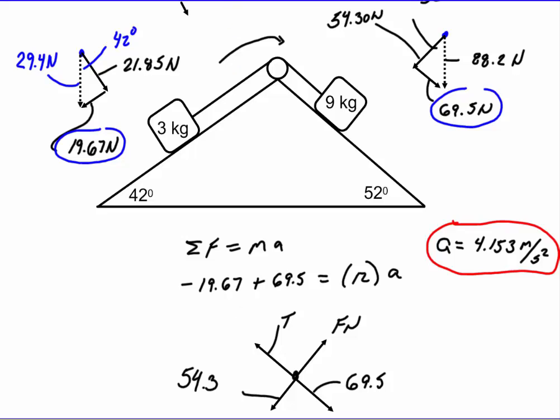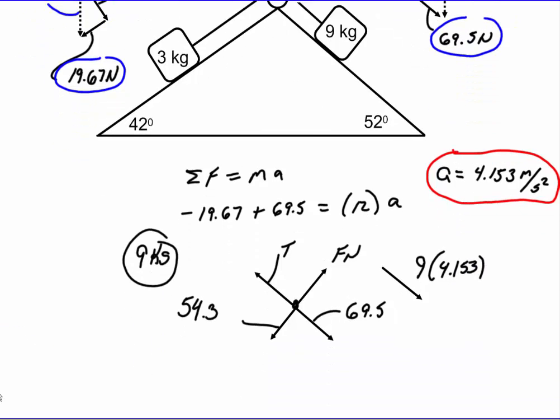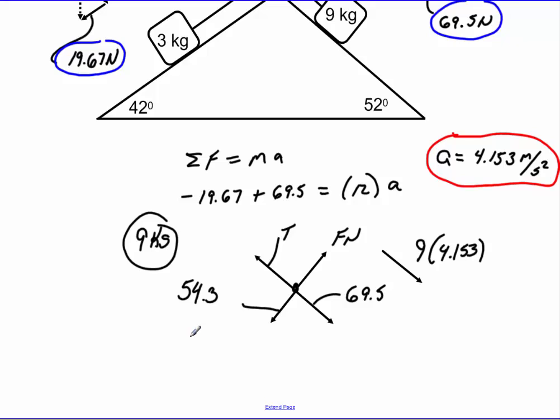Which one? Is this for the 3? I'm doing the 9. This is the 9 kilogram. Now, off to the side, we're just about done. Focus. Off to the side, guys. All we have to do is put 9 times A. And again, it makes no difference which one you make negative. You want down to be negative? Yes. Okay. T minus 69.5 must equal minus 9 times 4.153.